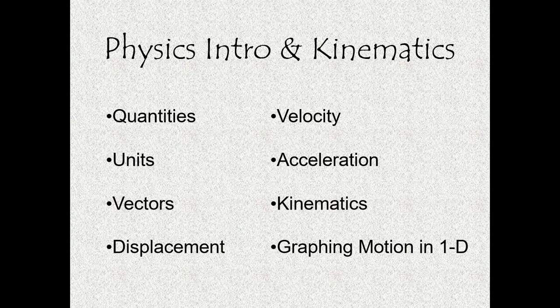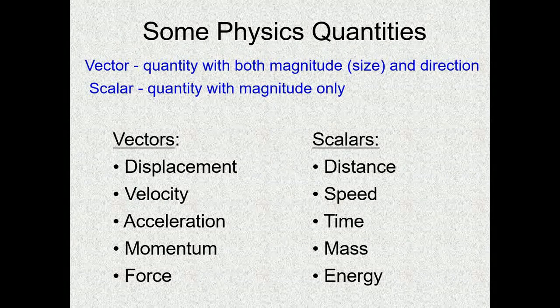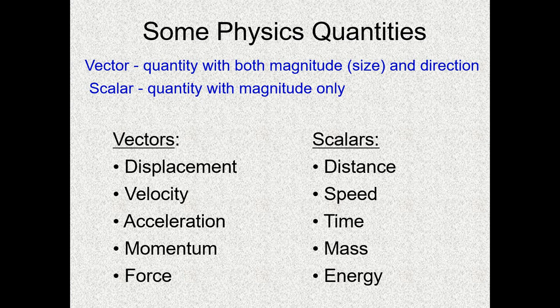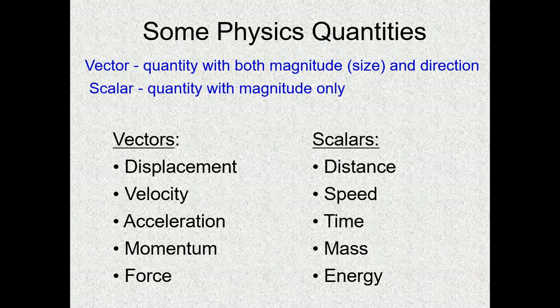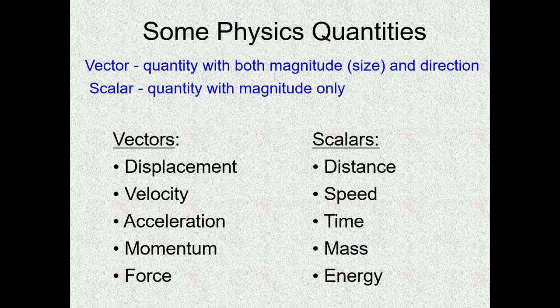See here, there are quantities, units, vectors, displacement, velocity, acceleration, kinematics, and the last topic is not in this lecture. First of all, what are vector quantities and scalar quantities? A vector quantity has both magnitude and direction, and a scalar quantity has magnitude only. Vector quantities are displacement, velocity, acceleration, momentum, and force, and scalar quantities are distance, speed, time, mass, and energy.